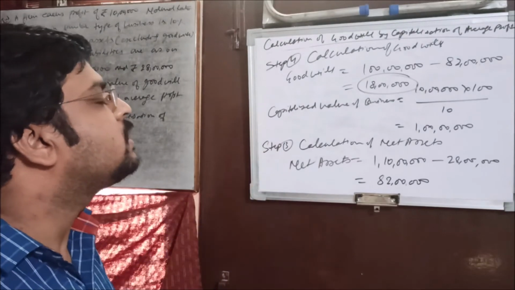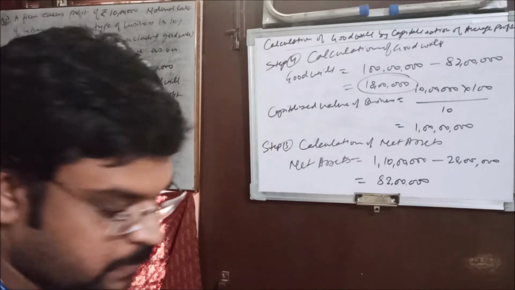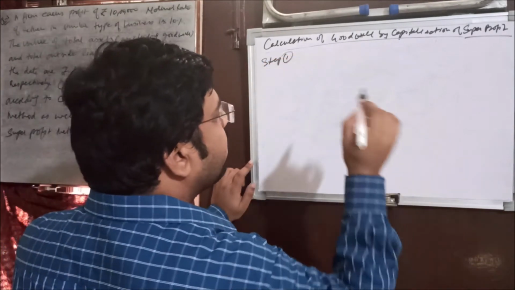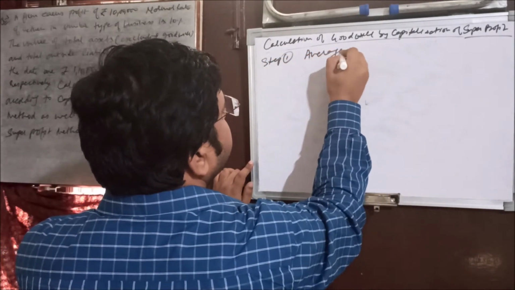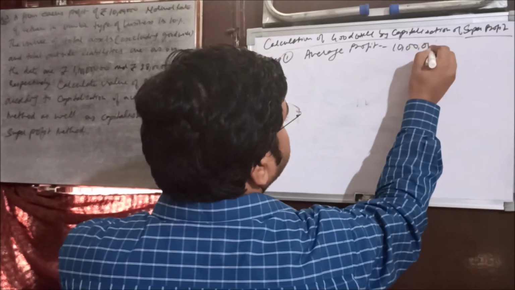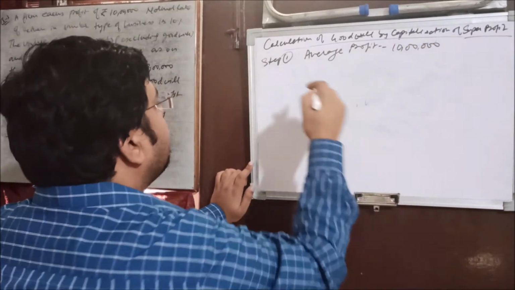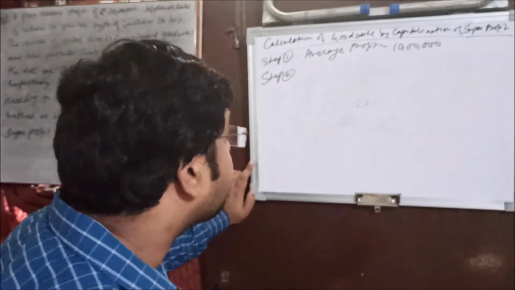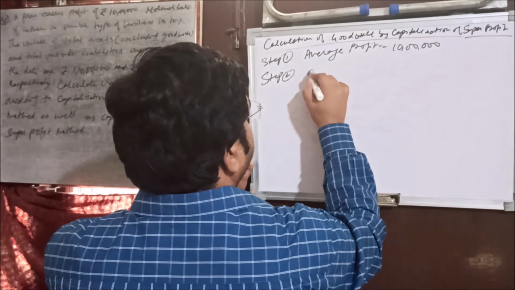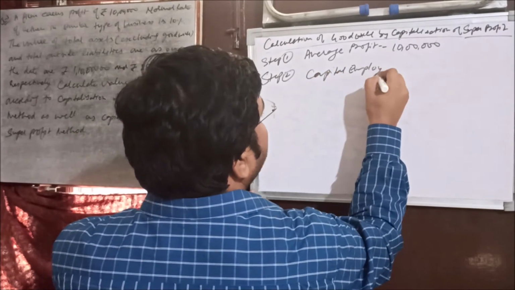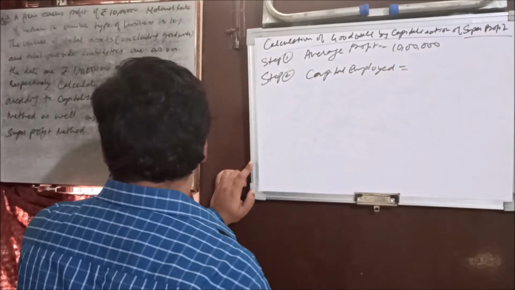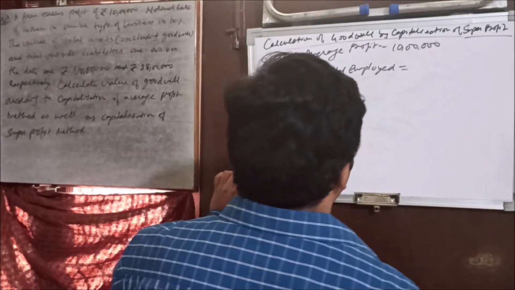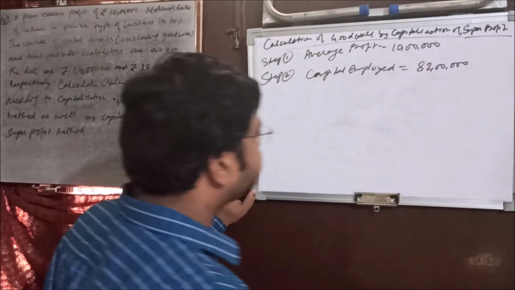Now we are going to attempt the same question for the super profit method. So for this, what is the step 1? To calculate the average profit, which is already given here, that is 10 lakh. Maybe in some other question you need to calculate that. So step 2, what is the step 2? To calculate the capital employed. Capital employed and net asset are equal in this question. So we have already calculated the net assets. What is that? 82 lakh, right?